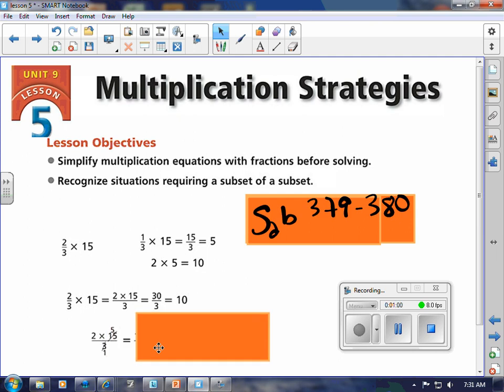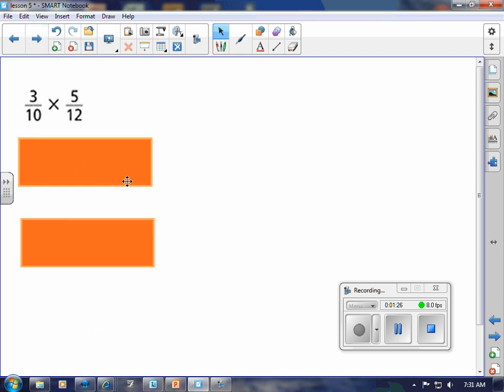Okay, the last way is that you can just do 2 times 15 over 3. All I did was put it together over that denominator. Then you can cross out because 3 divides into 15. 3 goes into 3 one time, 3 goes into 15 5 times. Now I get 2 times 5 over 1. 2 times 5 over 1 is 10 over 1, which is 10 whole. Okay, let's try a couple more.